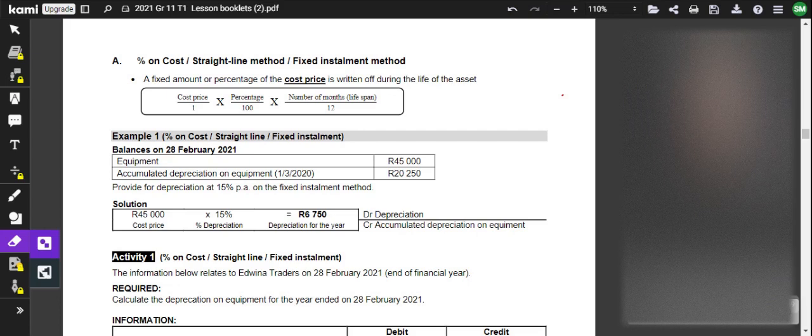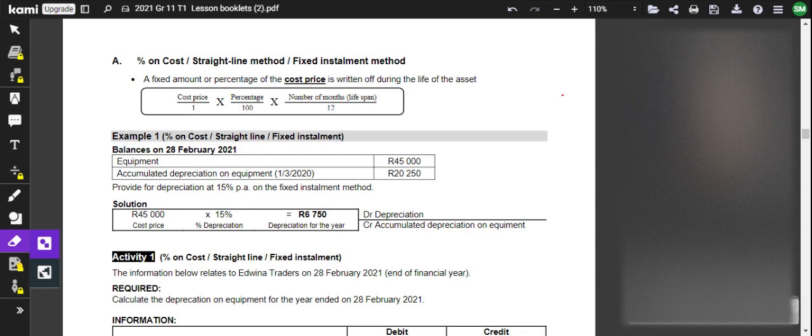So today's lesson is going to be on one of the depreciation methods, and today's depreciation method is the cost method. The cost method can be referred to as the percentage on cost, straight line method, or the fixed installment method. With this method, you write off a fixed amount per year during the life of the asset. So a fixed amount or percentage of the cost price is written off during the life of the asset.